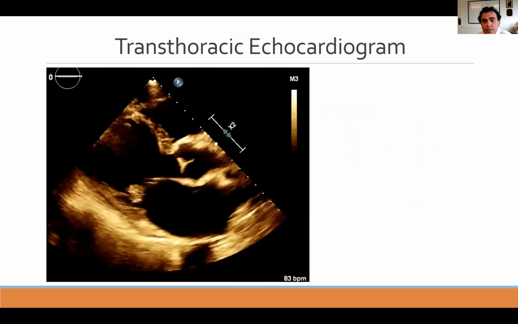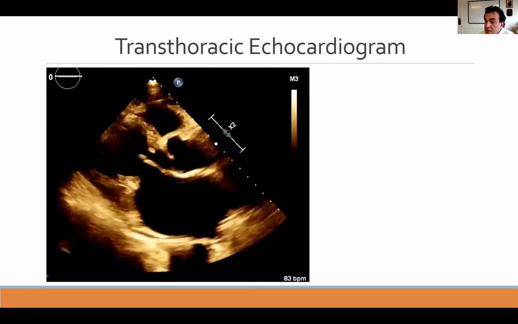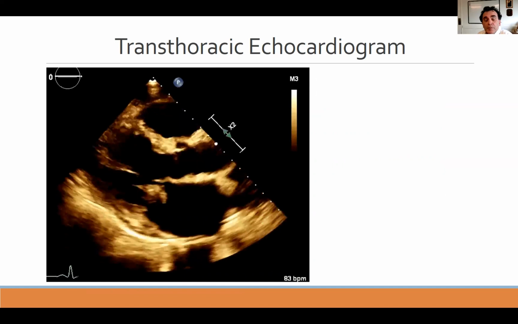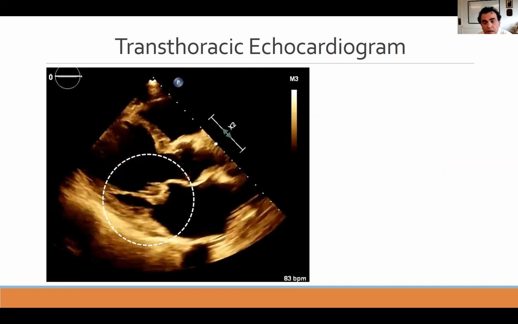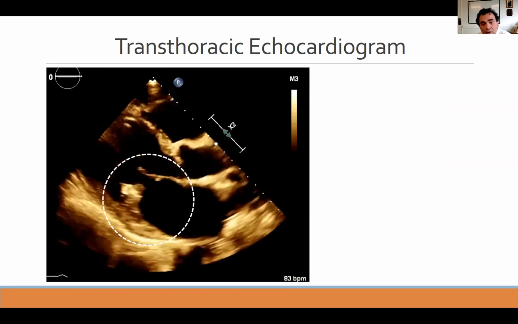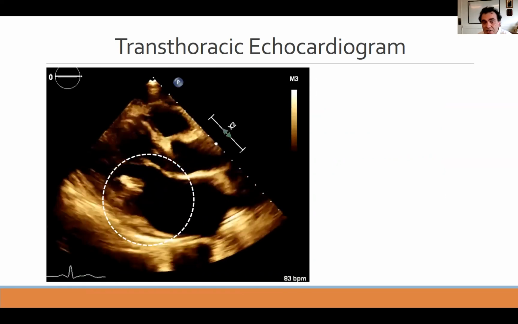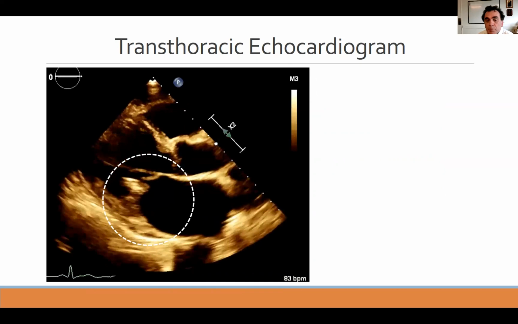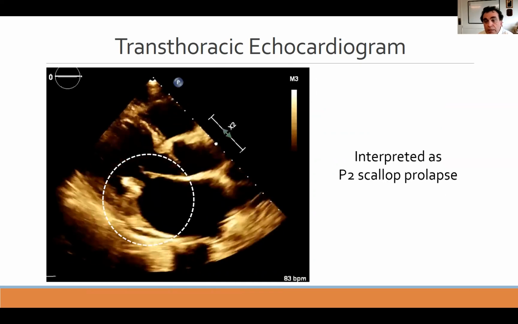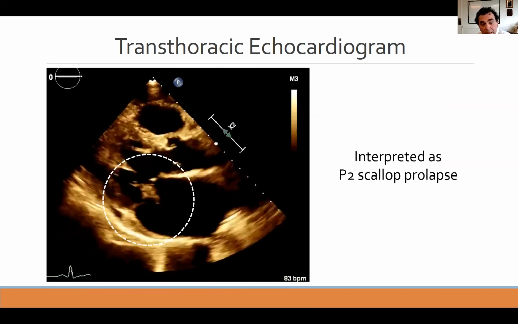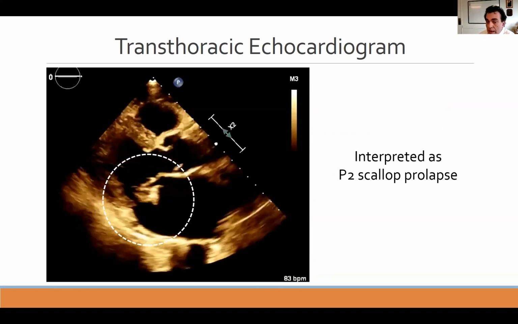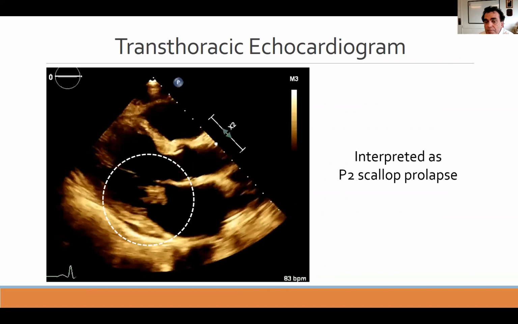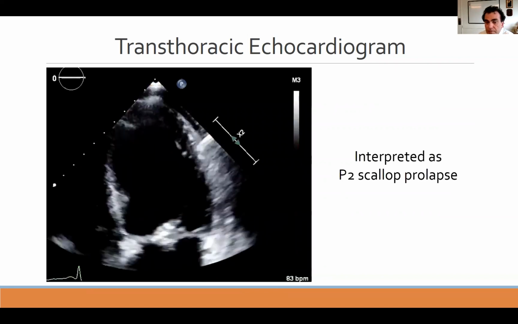And let's look at the transthoracic echocardiogram. Again, you might have recalled, at the very beginning of the presentation I showed you this as an example of the mitral valve vegetation, a mobile echo density on the atrial side of the posterior leaflet. Unfortunately, it was interpreted by the outside cardiologist as a P2 scallop prolapse. This is clearly not a prolapse, but a vegetation.